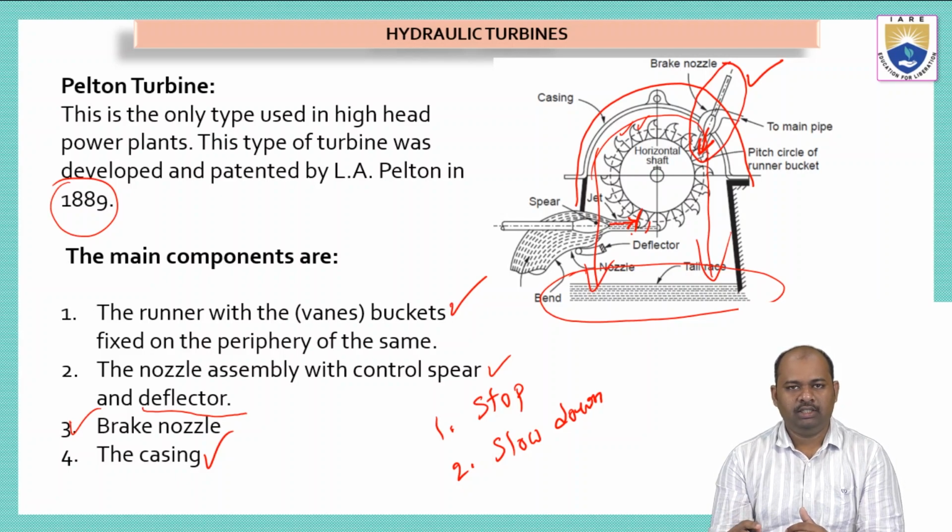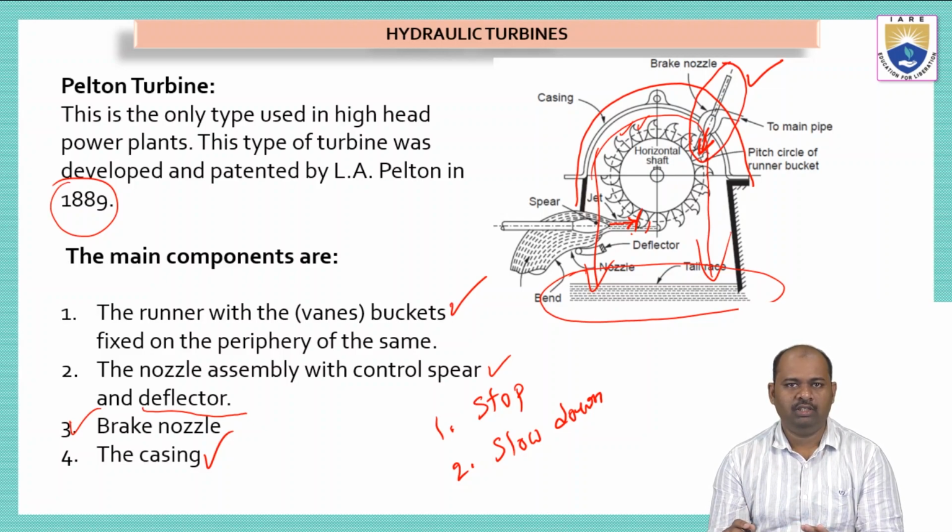So these casings are generally made up of concrete, like big concrete hemispherical structure, or sometimes they are made up of metal, like cast iron. So the simple function of this casing is to control the splashing of water when the water is running on the turbine. So these are the main components of any Pelton wheel turbine. So it is very simple.